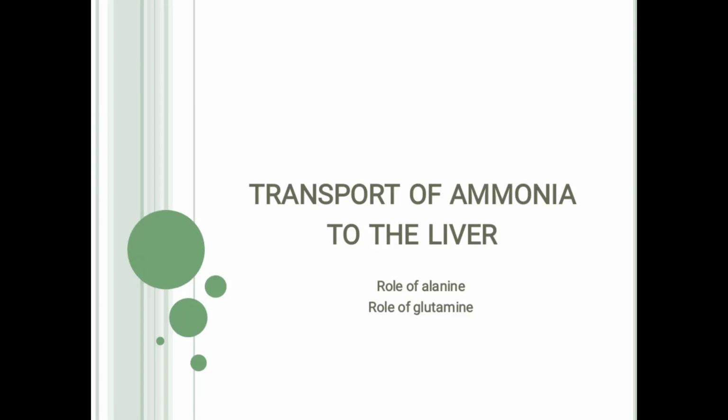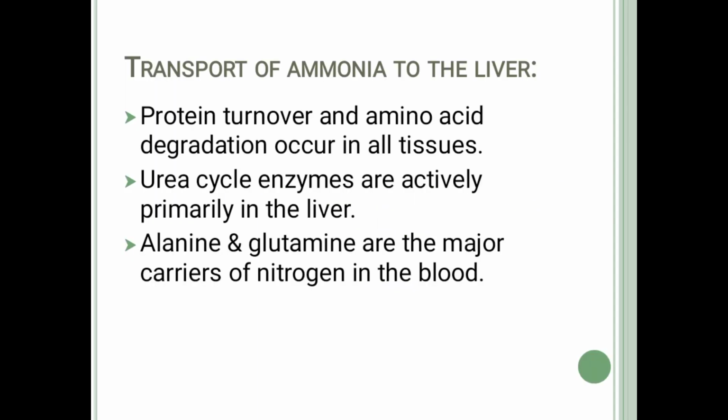Today, the topic we discuss is the transport of ammonia to the liver. So, we start the topic. Protein turnover and amino acid degradation will be going on in all tissues as a part of normal cellular metabolism and as a part of normal cellular tissue turnover.